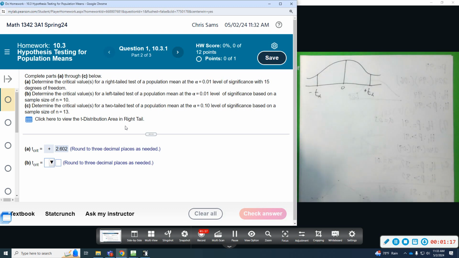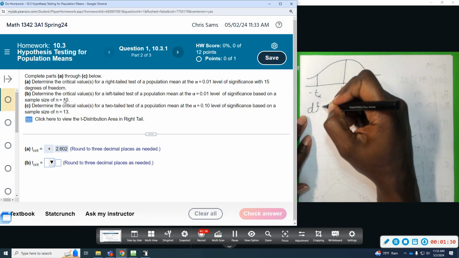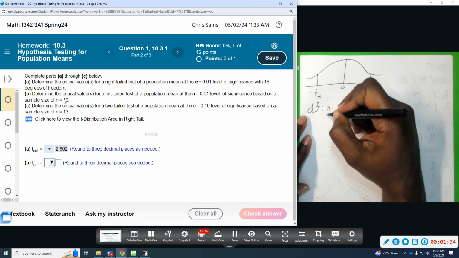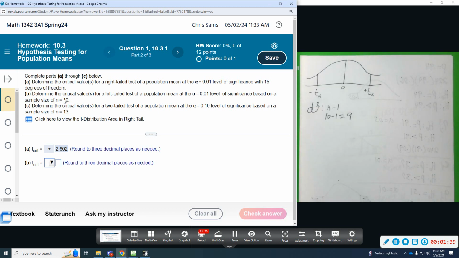So we're going to find the level of significance, and then sample size n. So remember, degrees of freedom is what this table is based on, and degrees of freedom is n minus 1. So if we have 10 minus 1, we're looking at 9 degrees of freedom. And we got to remember, since we're dealing with left, we want to make it negative.